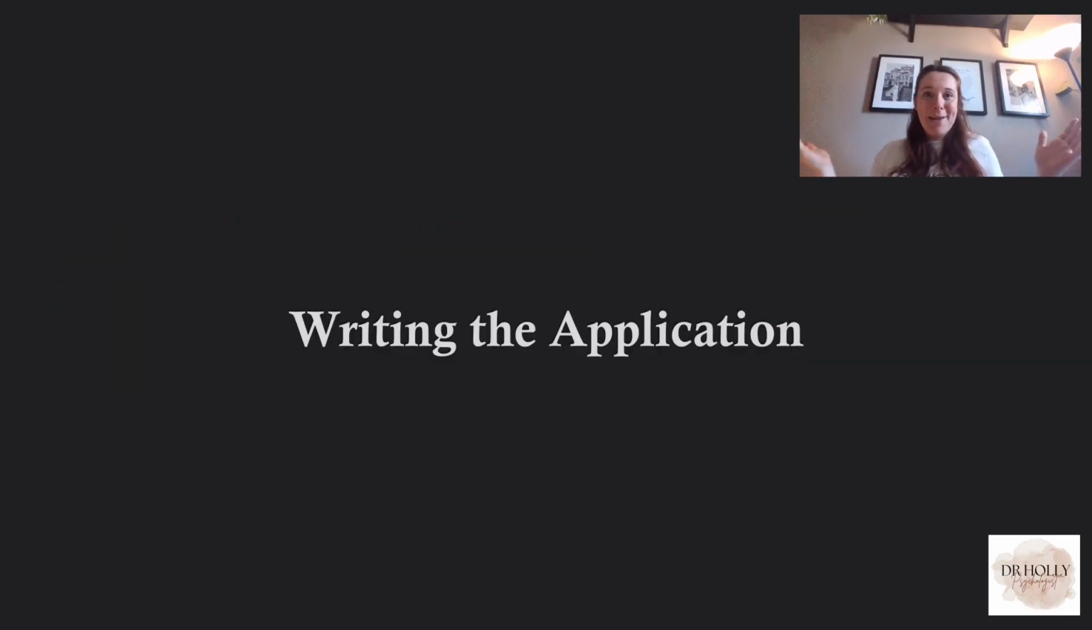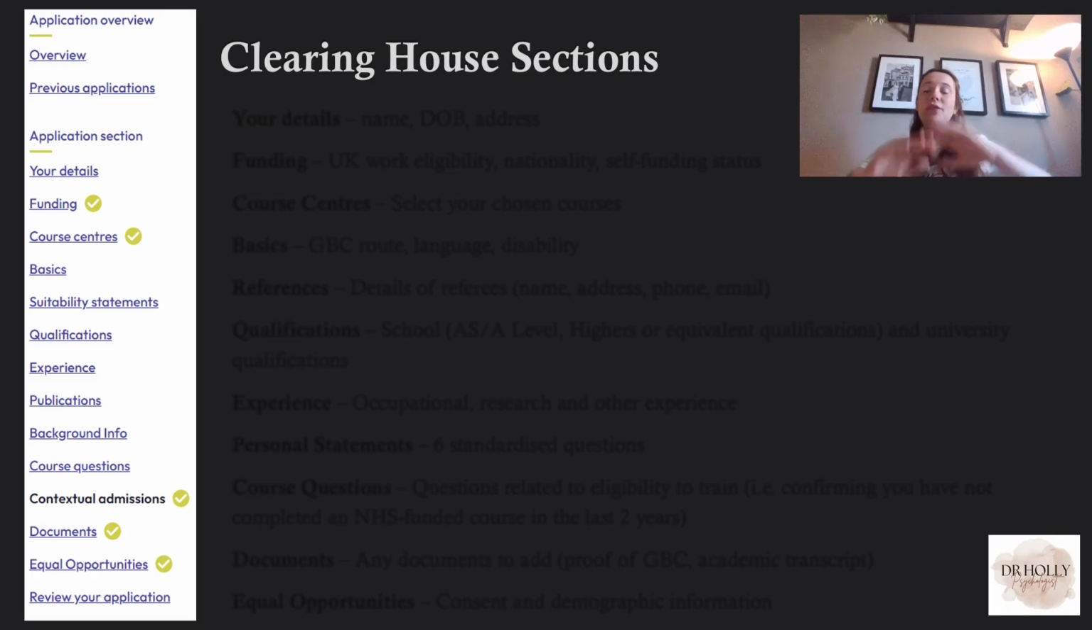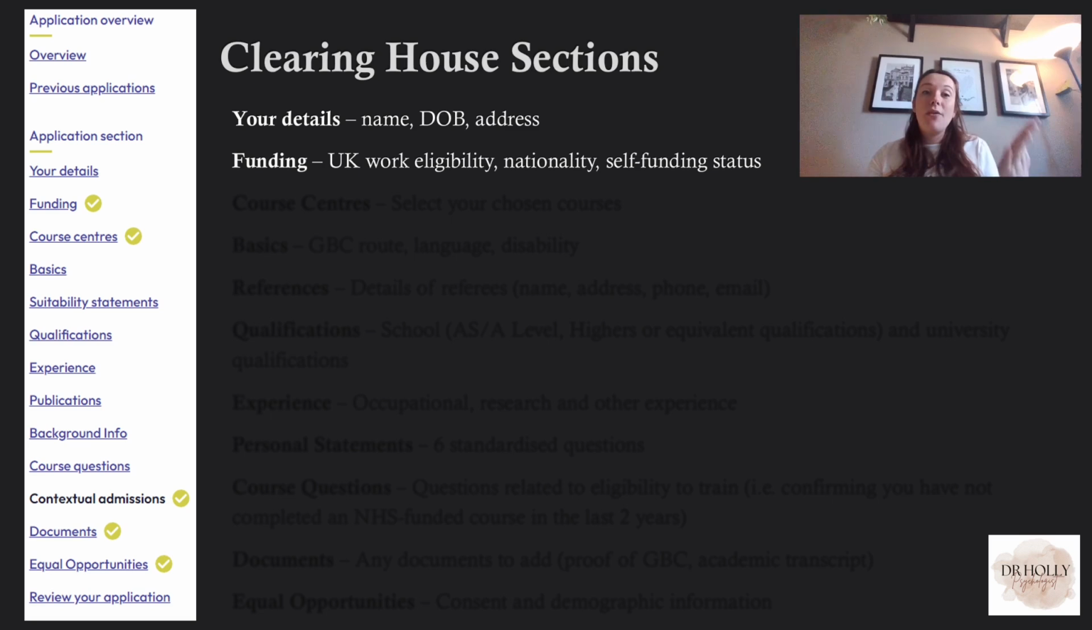Let's get into writing the application then. So you've done some preparation. Here is what you will face when you come into Clearinghouse. Actually, the layout looks slightly different now because they've changed the website, but all the details are still the same. So you will need to put in your details, your name, date of birth, your address, and funding-wise, what kind of funding level you're going for. So do you have UK work eligibility? What's your nationality? Are you able to self-fund?